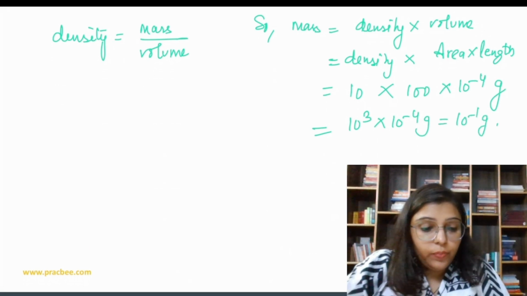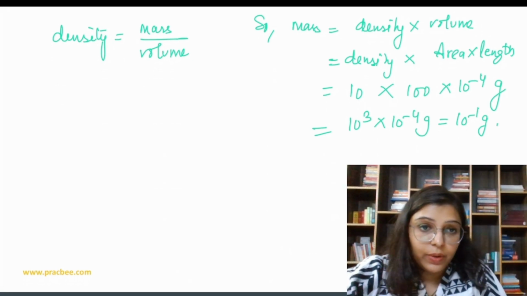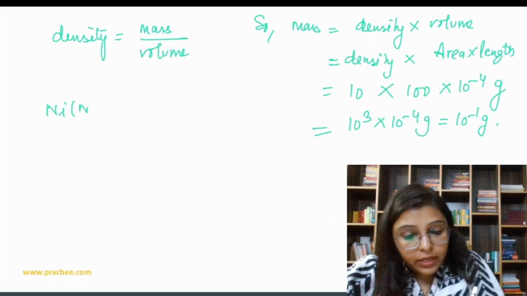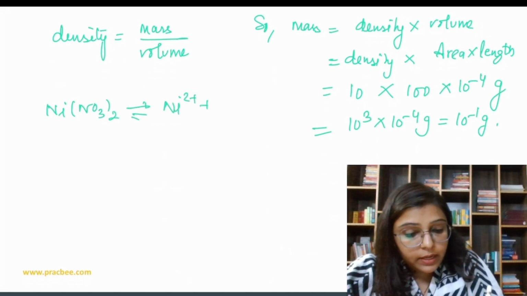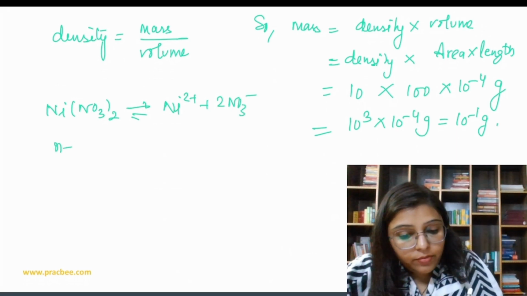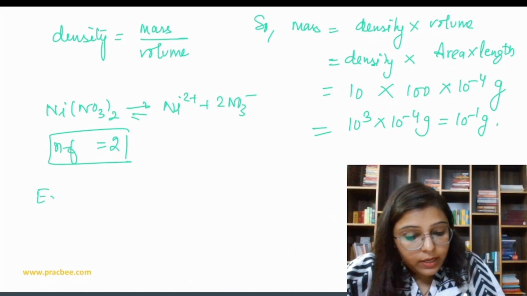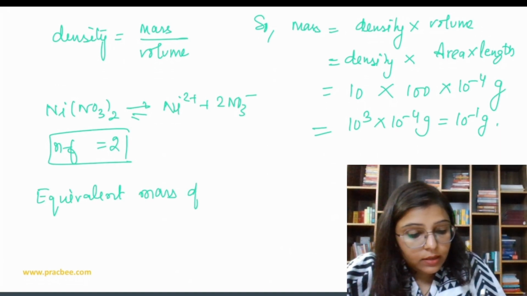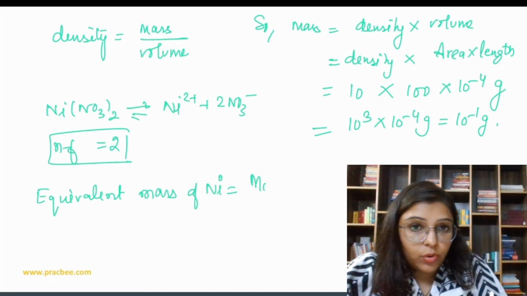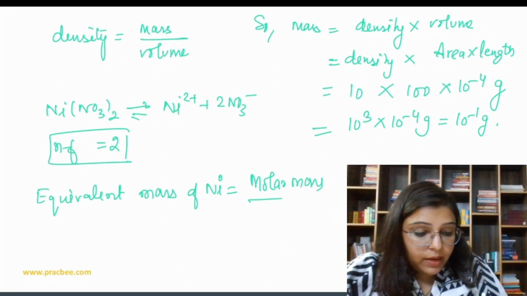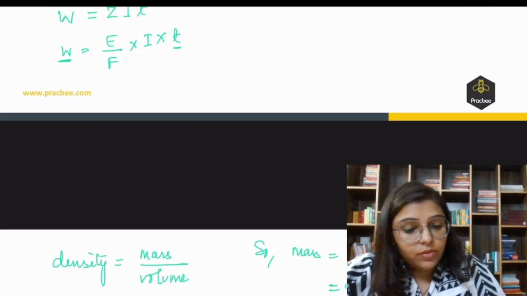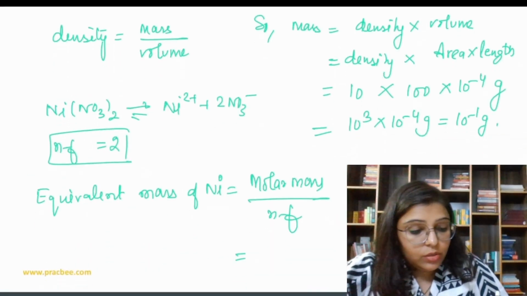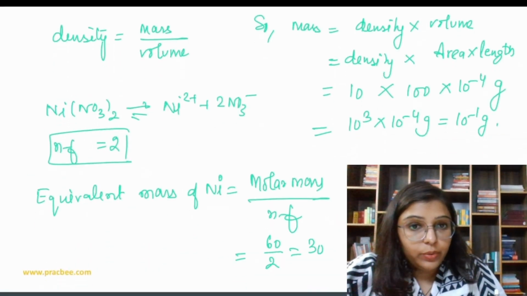Okay, now we have to find out the value of equivalent mass. So we have nickel nitrate. So nickel nitrate gives Ni2 plus and 2NO3 minus. So N factor for nickel is equal to 2. So equivalent mass of nickel is equal to molar mass divided by N factor. Molar mass of nickel is 60. So 60 divided by 2, it is equal to 30.